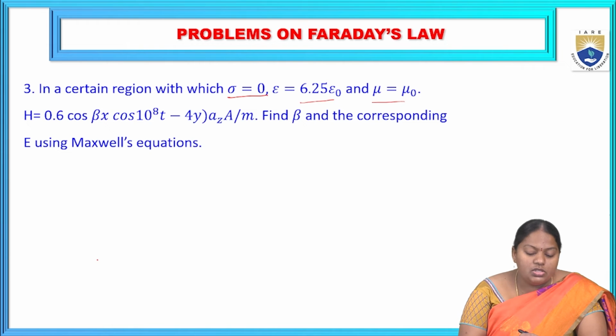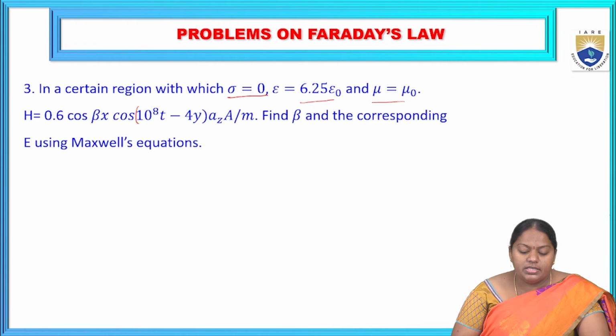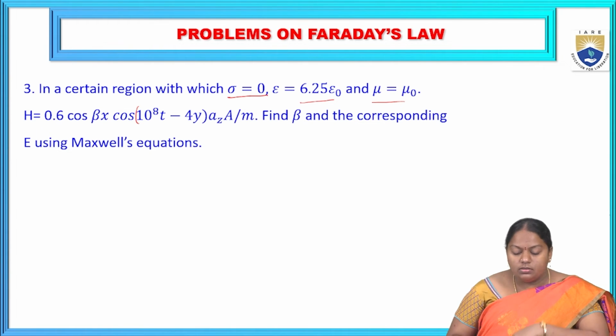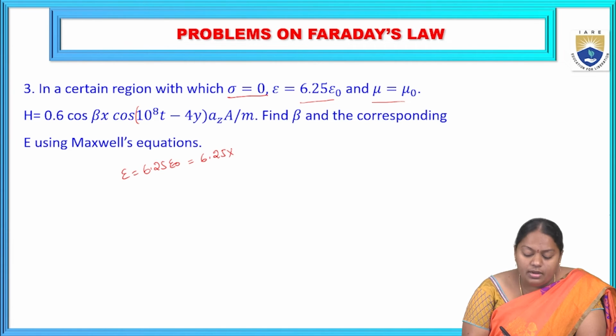Now, H is to be obtained as 0.6 cos beta x cos 10 power 8 t minus 4y az ampere per meter. So with sigma equal to 0 and epsilon value as 6.25 epsilon naught, that is epsilon equal to 6.25 into epsilon naught, with epsilon naught value as 8.854 into 10 power minus 12.